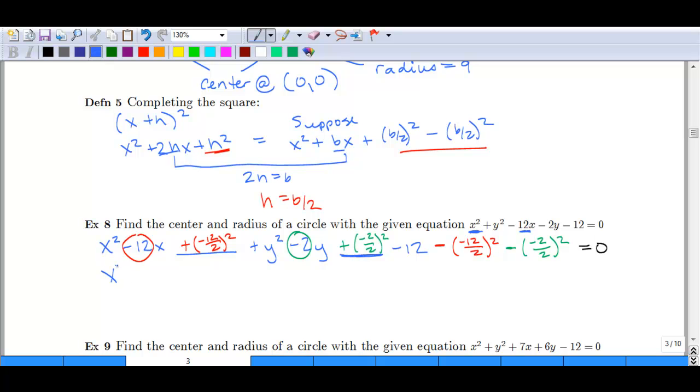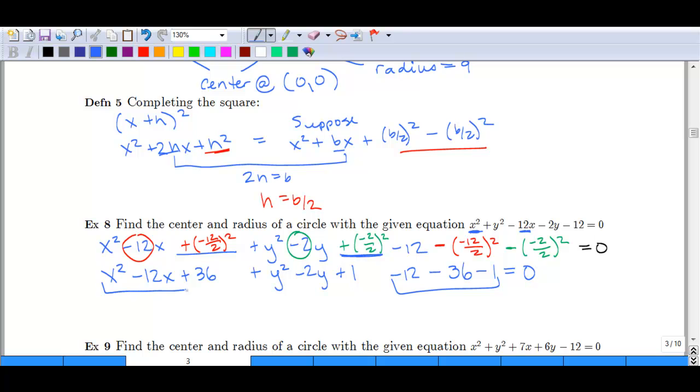So if we simplify here, we get x squared minus 12x. Negative 12 divided by 2 is negative 6, and negative 6 squared is plus 36. If we look at our y piece, we get y squared minus 2y, and negative 2 divided by 2 is negative 1. You square that, you get plus 1. And then we've got minus 12 minus negative 6 squared, which is 36. So we added 36, we're going to subtract 36. Similarly, we added 1, we're going to subtract 1. This all comes from completing the square.